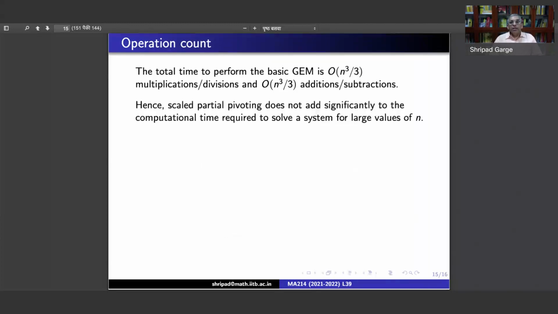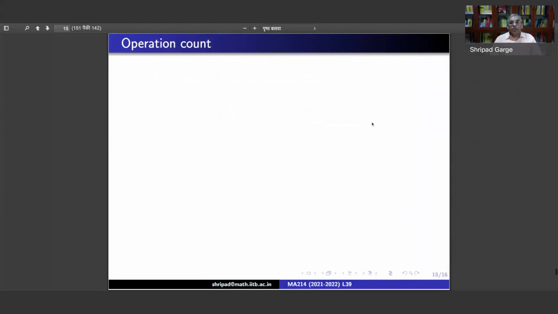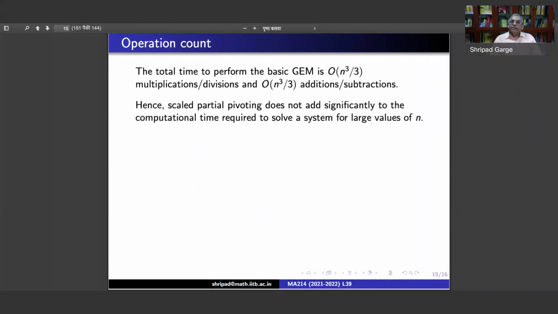Here, the scaled partial pivoting will not add significantly to the computational time required to solve a very large system, for a very large value of n. That is because this is big O of n square. Both of these are big O of n square. So compared to n cube, the n square will not make a big change. And the important thing here is that we have chosen the scale factors only once.